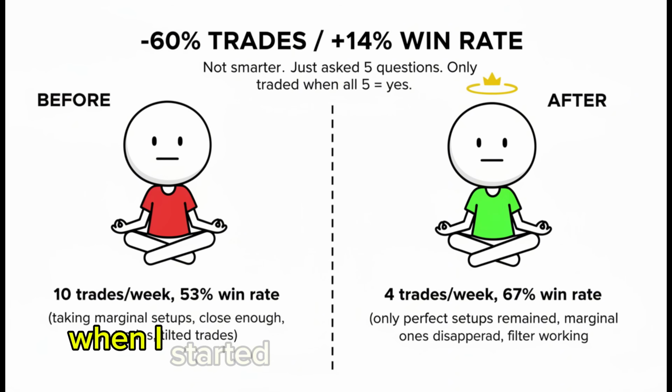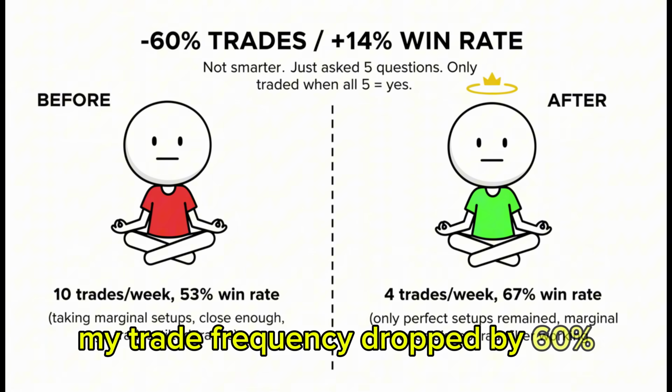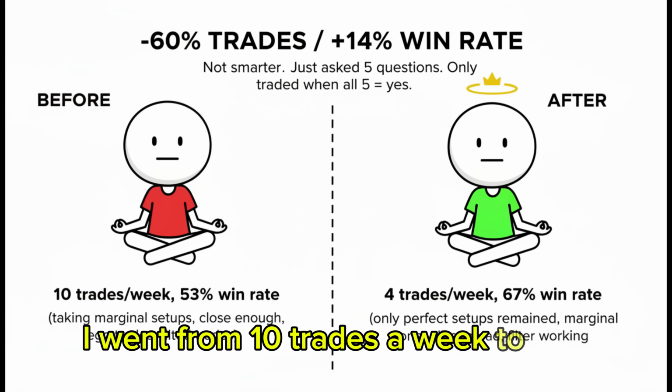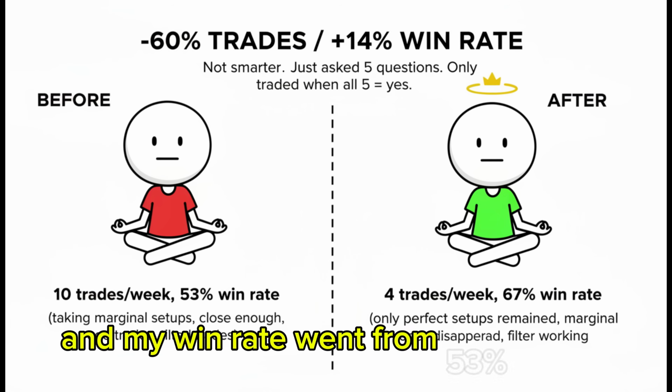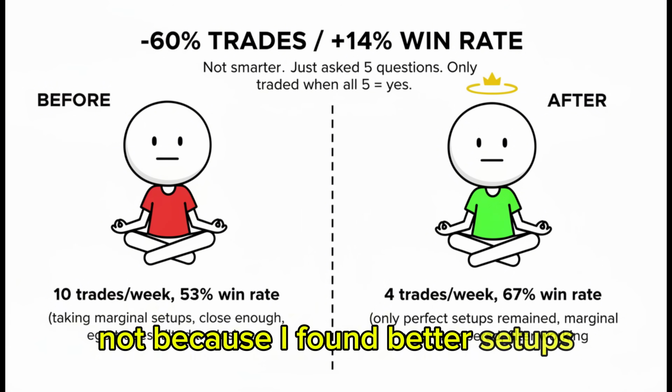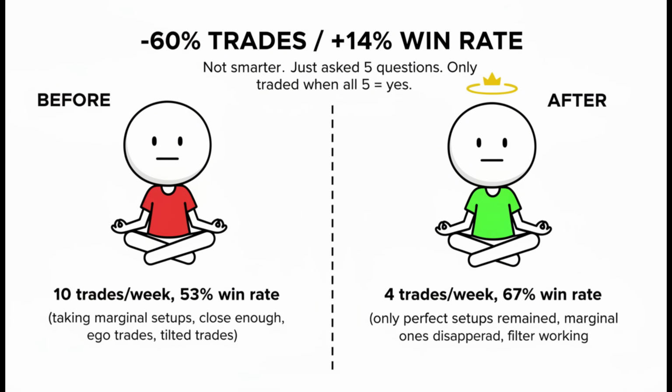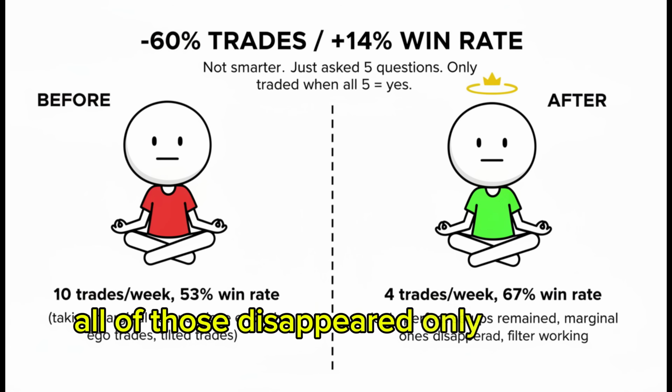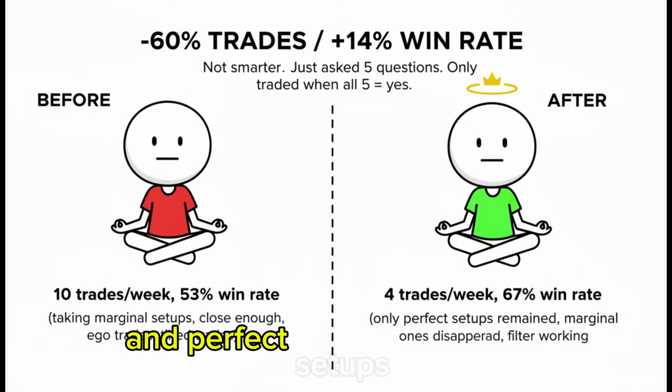Here's what happened when I started using this 5-step test. My trade frequency dropped by 60%. I went from 10 trades a week to 4, and my win rate went from 53% to 67%. Not because I found better setups, because I stopped taking the marginal ones, the setups that looked close enough, the ones where I wanted to be right, the ones where I was tilted. All of those disappeared. Only perfect setups remained, and perfect setups have edge.